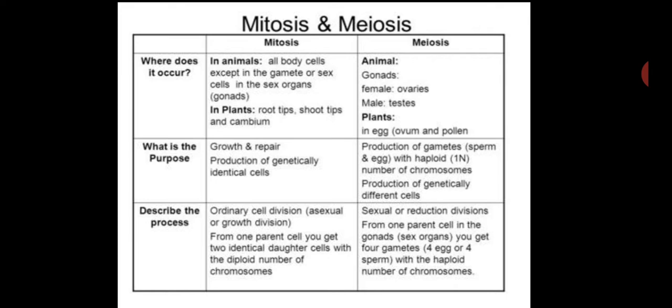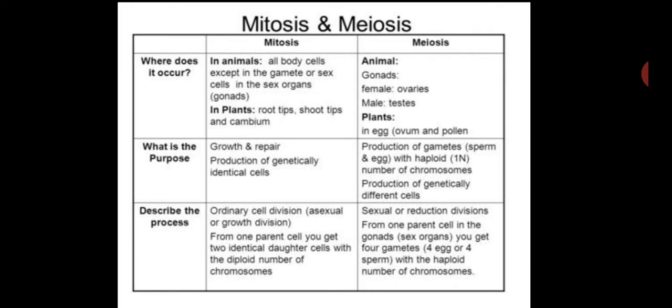So in root tips, shoot tips, and cambium. In plants, these three regions are very actively dividing regions. These regions are responsible for growth. So that's why in plants, mitosis we can usually see in root tips, shoot tips, and cambium. They are the growing sites in the plant body.